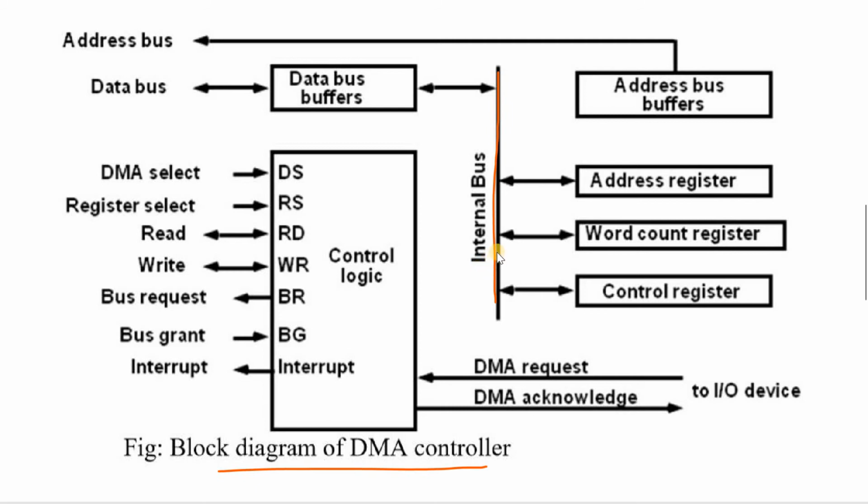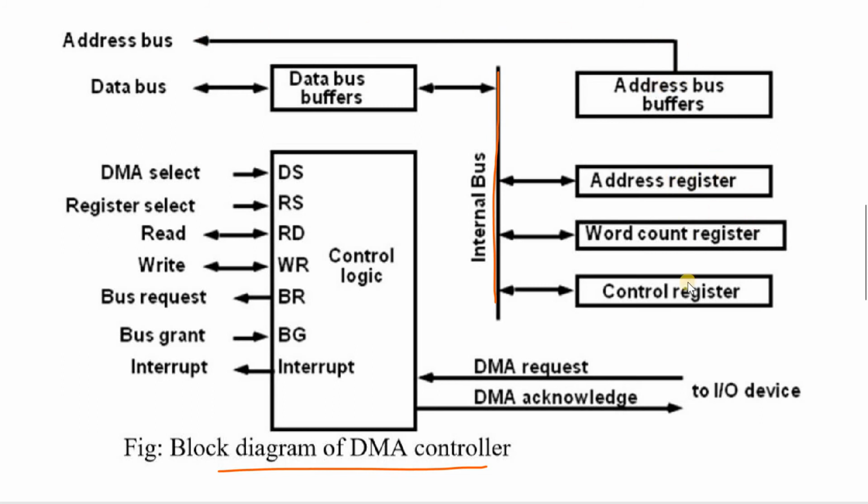The system bus is nothing but the address bus, data bus, and control bus. These single buses consist of address, data and control buses. That means this bus carries all the binary values. Here are the address register, word count register, and control register. Then there are the data bus buffers and address bus buffers. Data bus buffers always hold the temporary data values, and address bus buffers always hold the temporary address values. Data bus buffer values are received through the data bus, and address bus buffer values are taken from the address bus.